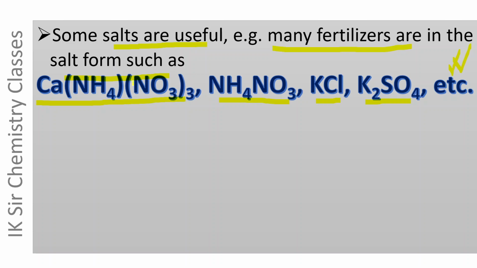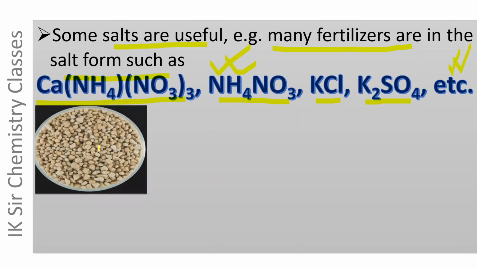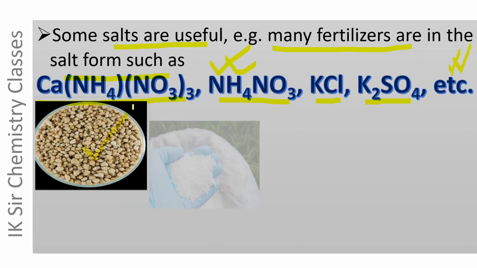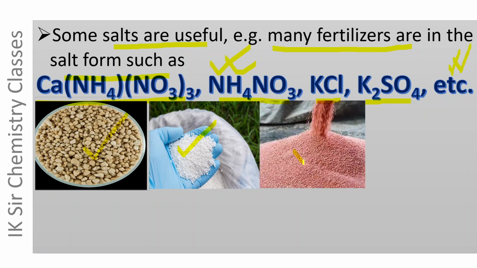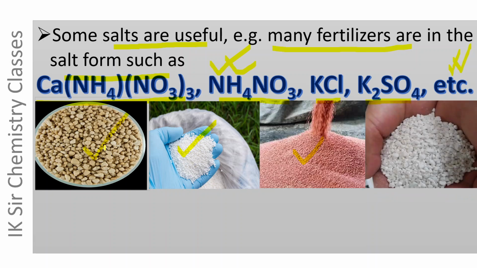It is non-electrolyte, but these chemical fertilizers are in the form of salt. It is calcium ammonium nitrate, it is ammonium nitrate, potassium chloride, and it is potassium sulfate. All these are chemical fertilizers which are applied to soil for increasing the fertility of the soil, and these salts are also responsible to increase the soil salinity.